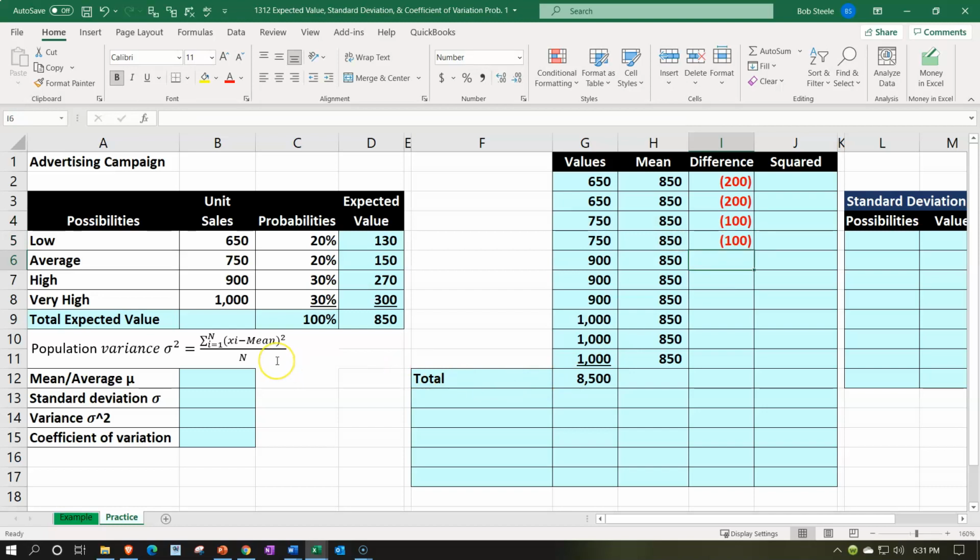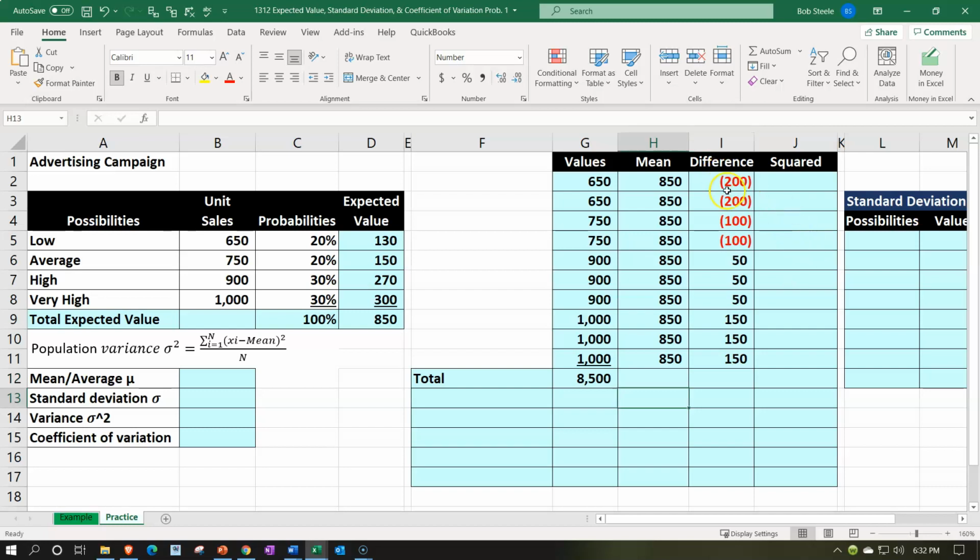And now you can see we're doing basically our population variance formula over here, which would be each item minus the mean, squared, divided by the population. So now we're taking the subtraction here, and then we'll square it in the outer column. So we're going to take the 900 minus the 850, the 900 minus the 850, the 900 minus the 850, the 1000 minus the 850, the 1000 minus the 850, and finally the 1000 minus the 850.